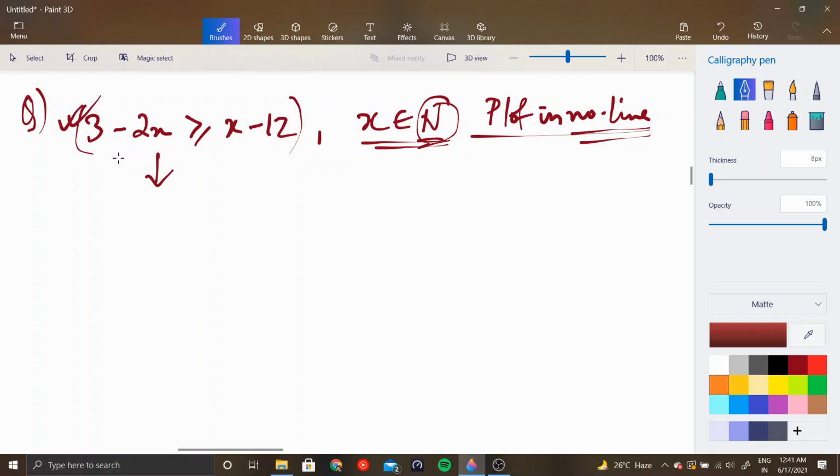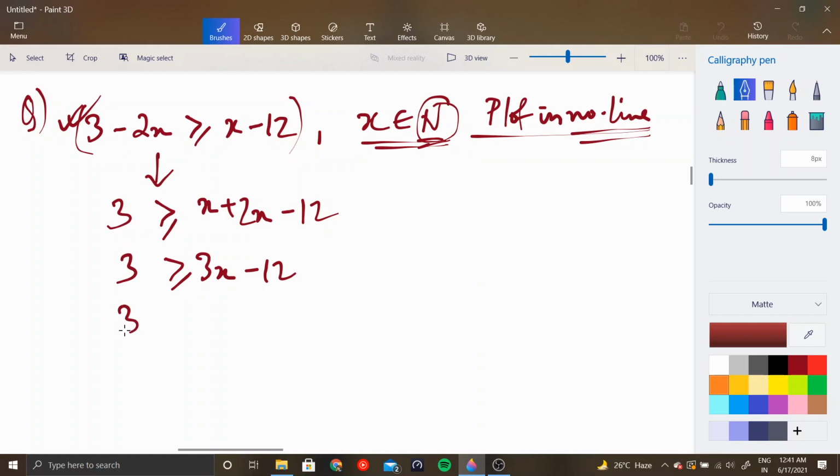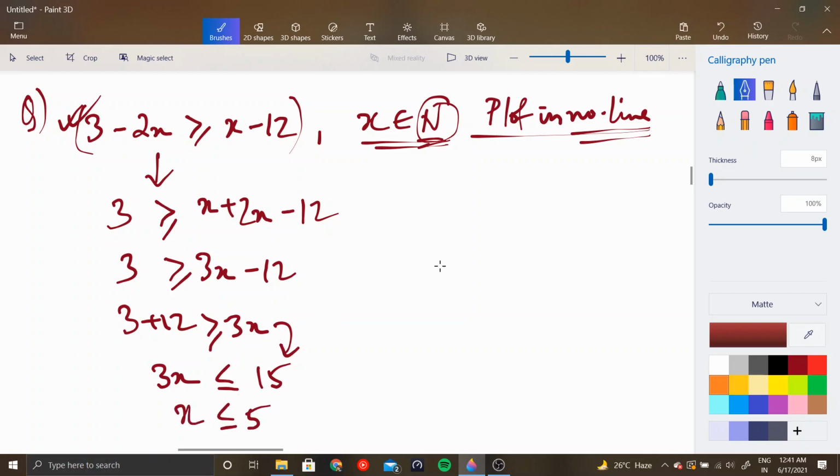Now I told you, bring the x on one side, bring the other terms on the other side. Okay, so this is the minus 2 here. If I bring that to this side, it becomes x plus 2x minus 12 is like this. So 3x minus 12, 3 plus 12. Now you are done with this isolation. So 3x is less than equal to 15, right? From here it comes to here. So x is less than equal to 5, right? x is less than equal to 5.